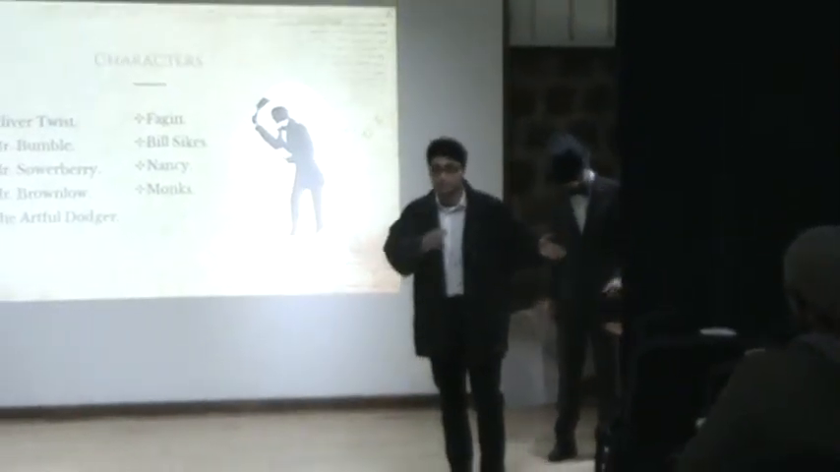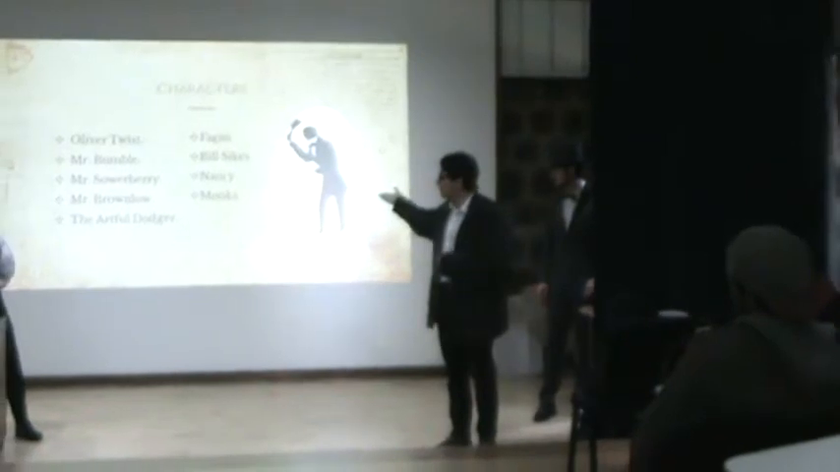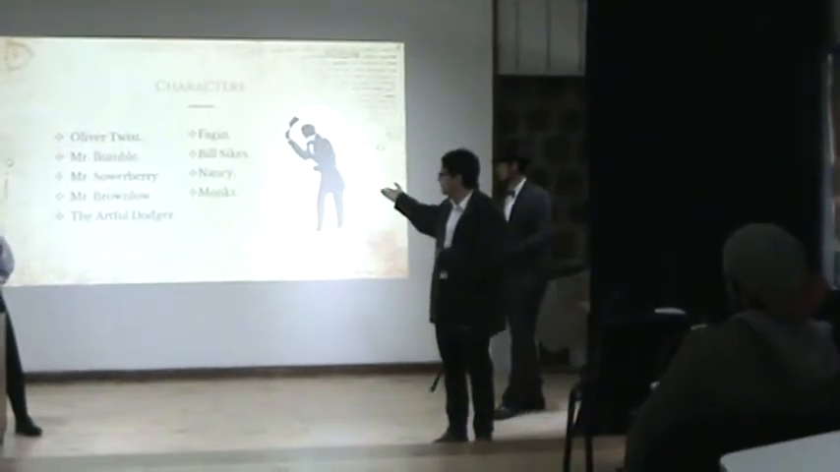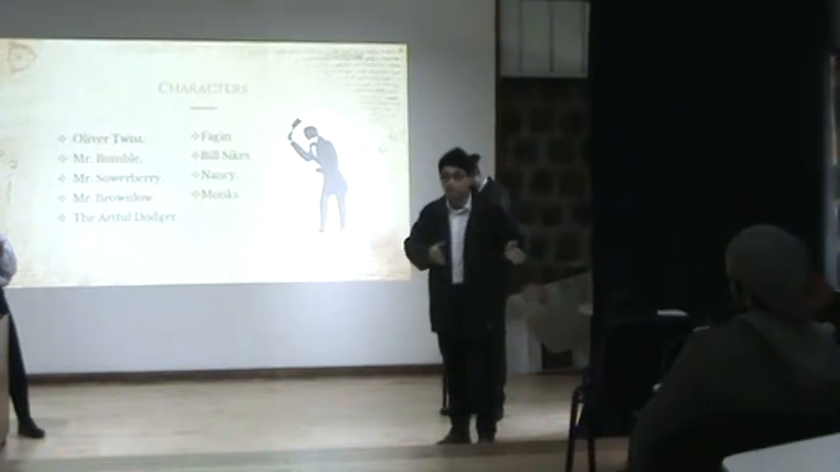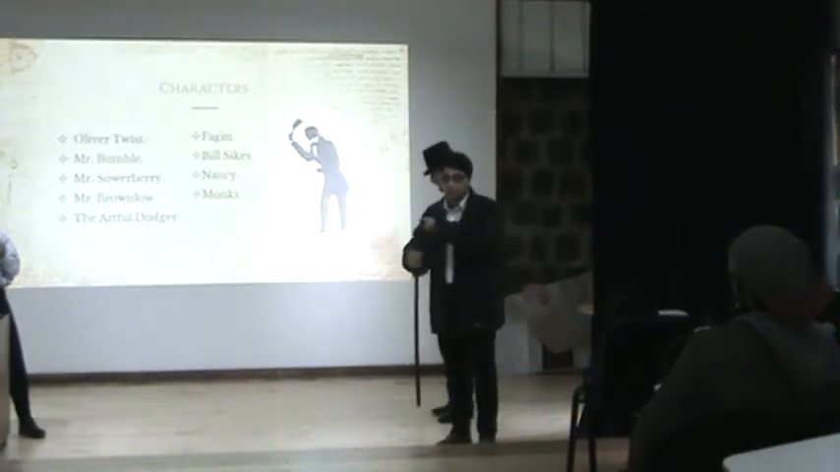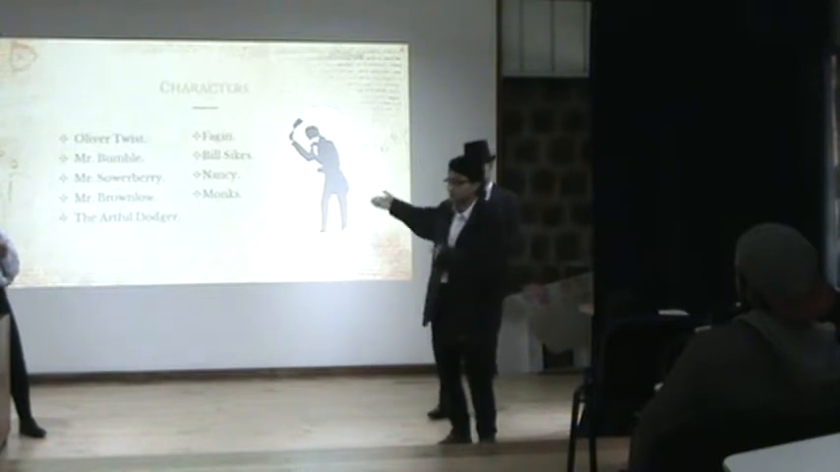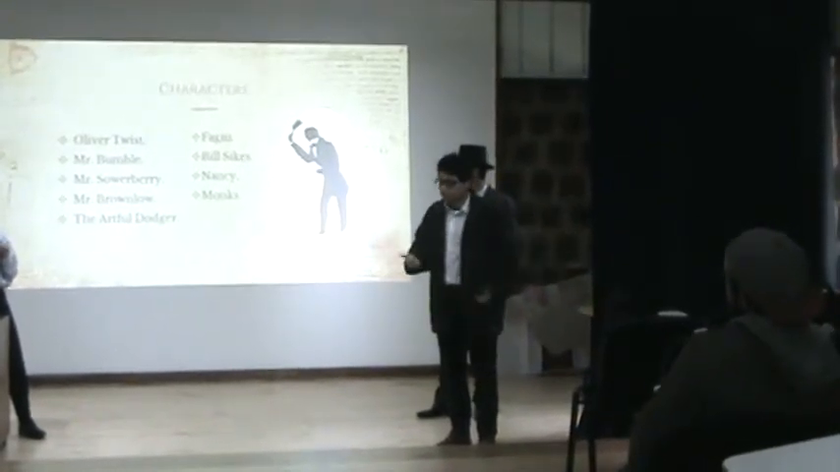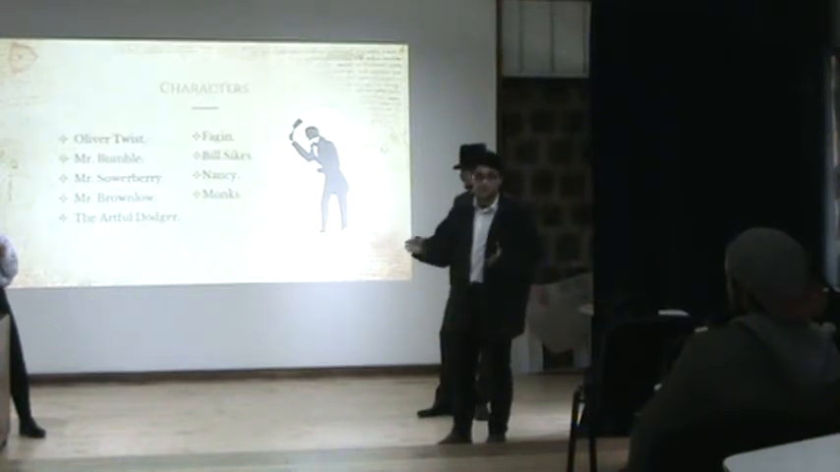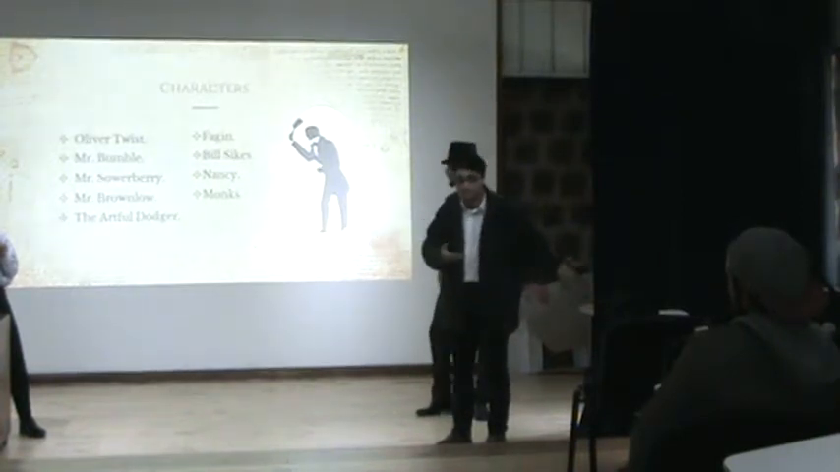Most of the characters were unidimensional to some extent, because we have the bad guy, we have the really bad guy. Actually, it's not that scripted in that sense, it's just throughout most of them. There are characters like Nancy, who at the end redeems herself, but mostly we have unidimensional characters.